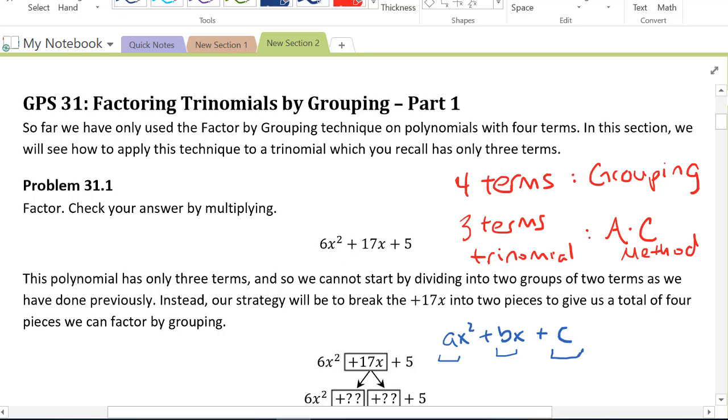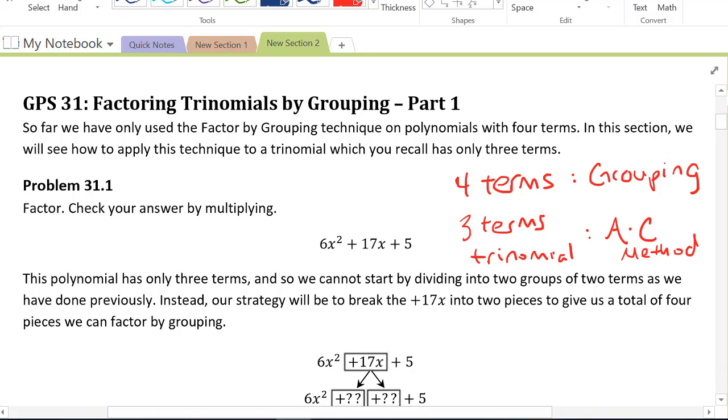If we look at this example, a is equal to 6, because a is always the term next to x squared. B is always going to be 17 because b is the term next to x. And c will always be the last term, the constant term, the term that doesn't have a variable next to it. So that's a, b, and c. When we talk about the AC method, I'm talking about a, the first term, and c, the last term. We'll talk about how to use the AC method in a few minutes.